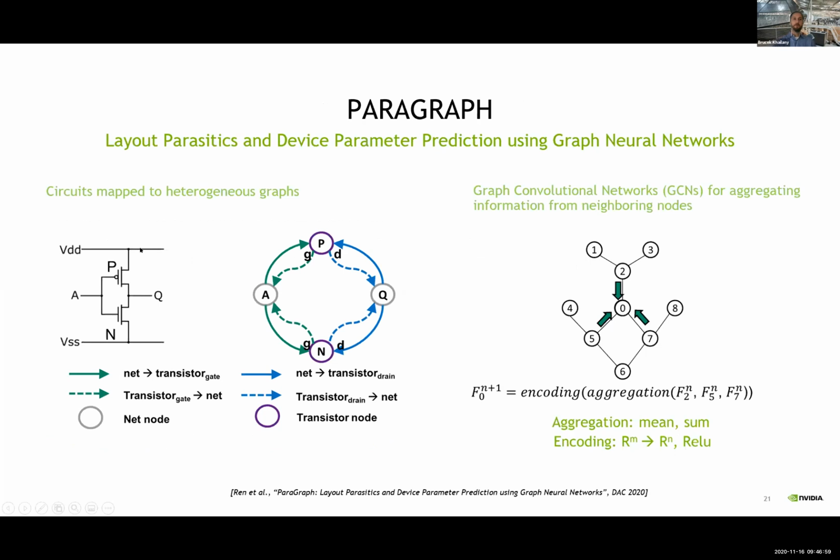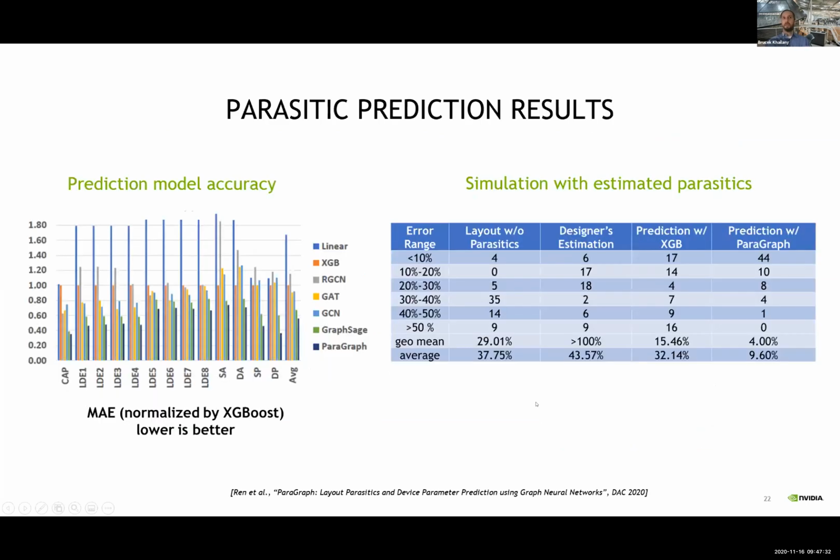His proposal was to map circuits to heterogeneous graphs. We don't have logic gates because this is for analog, but we map transistors to nodes. And then we also need to map wires to nodes as well, because it's easier to handle heterogeneous graphs than it is to do inference on an edge. Once you do that, you can use something like a graph convolutional network for aggregating the information from your neighbors, and you can make predictions about these parasitics in your design.